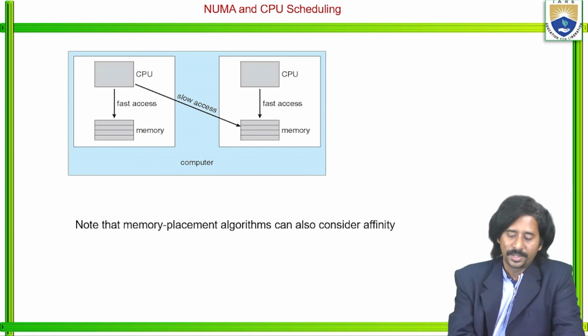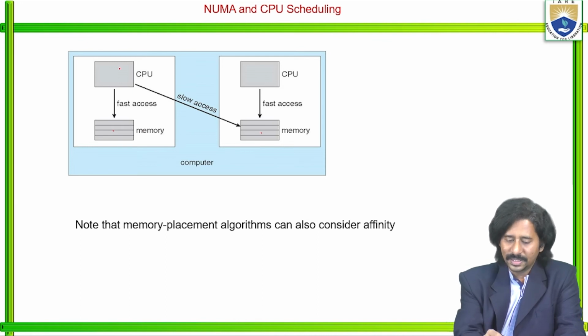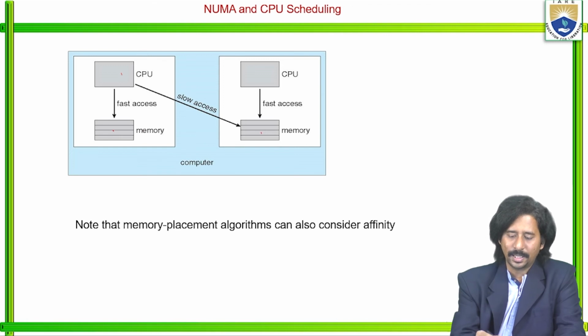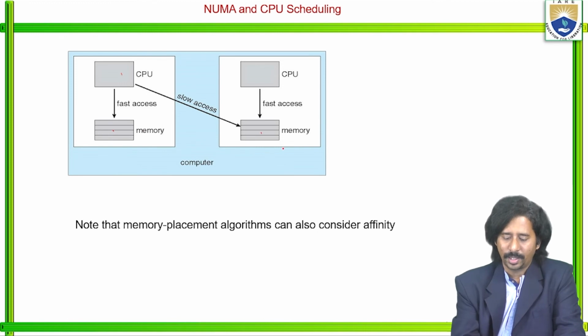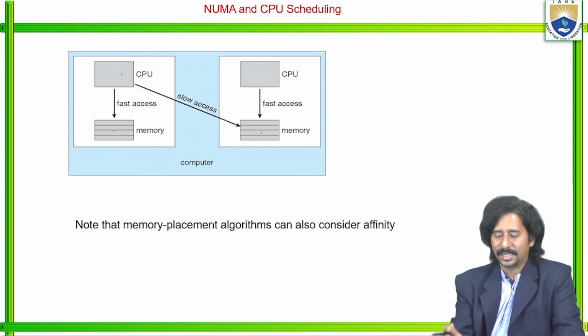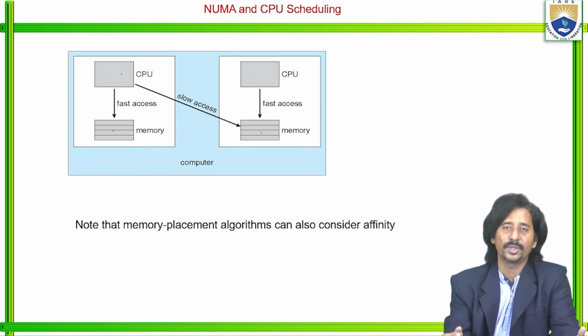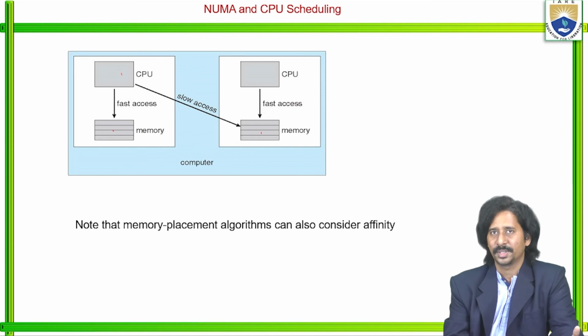See, this is the system memory, the storage area. This is the processor, right? See what happens in case of non-uniform memory access and CPU scheduling. Here the memory placement algorithms can only consider the affinity. Each and every processor can execute a number of processes, right?